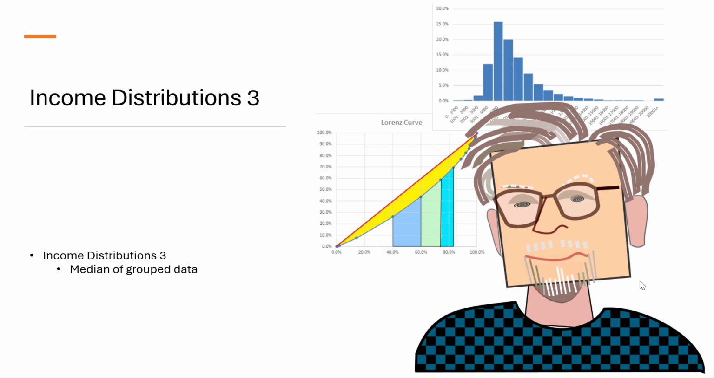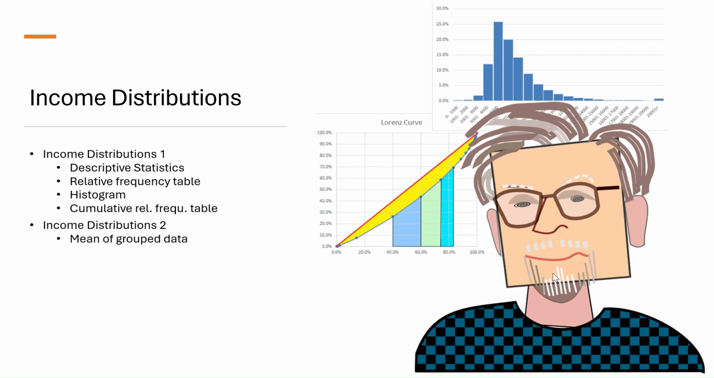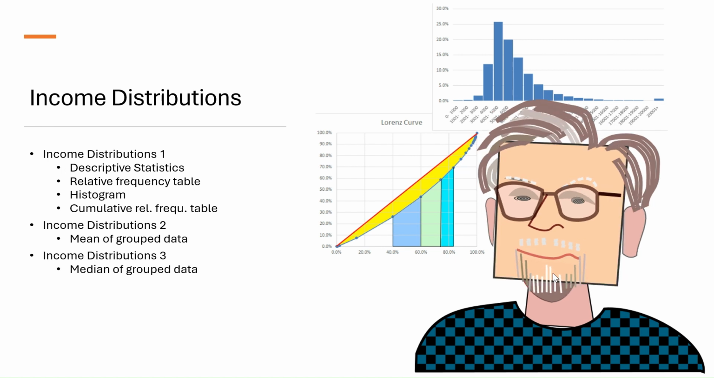So in this part of the video series, we will demonstrate how to calculate the median of grouped data. Remember, in part 1, we started with a relative frequency table, and I showed you how to do a histogram, a cumulative relative frequency table, and also the ogive. In part 2, we looked at calculating the mean of grouped data. And in this part, we will look at the median.